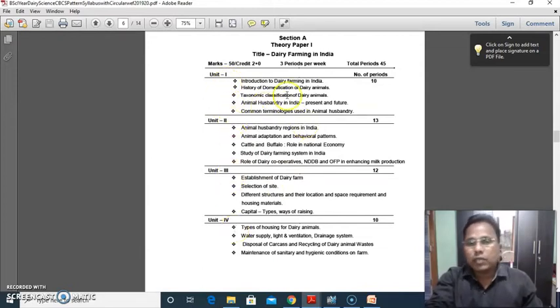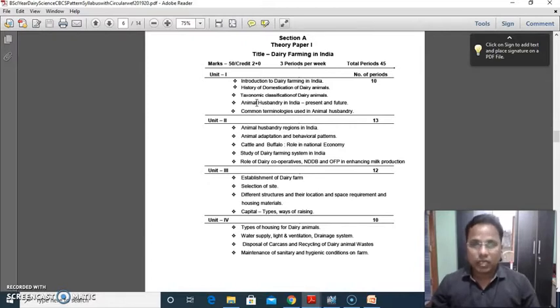In unit number 1 we are going to study in detail the introduction to dairy farming in India, how dairy farming is carried out in India, then the history and domestication of dairy animals, meaning cattle and buffaloes. We are going to see in detail how in history these dairy animals were there. Then the taxonomic classification of dairy animals, meaning sheep, goat, poultry, cattle and buffalo. We are going to see the taxonomic classification of these dairy animals.